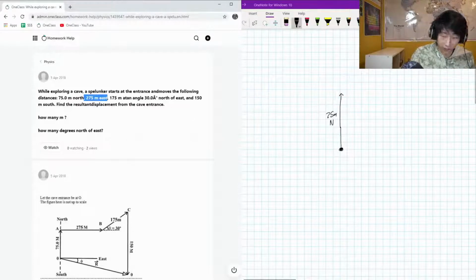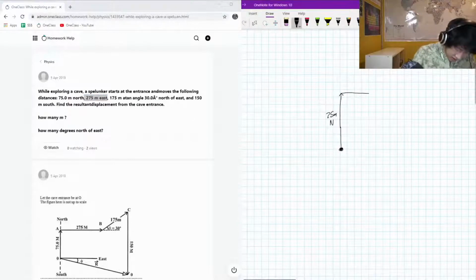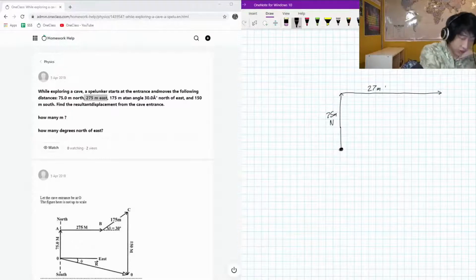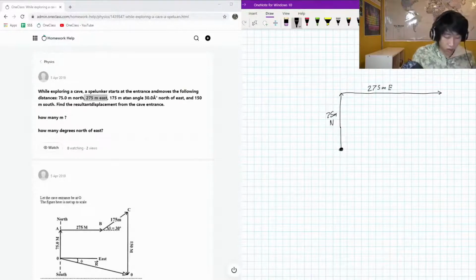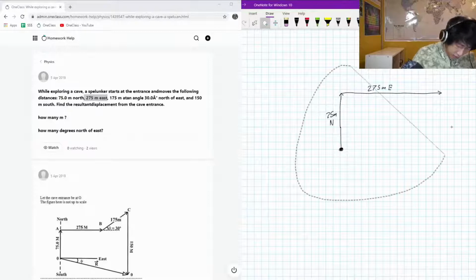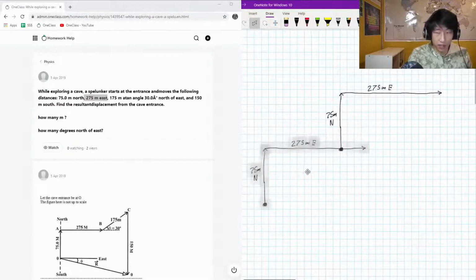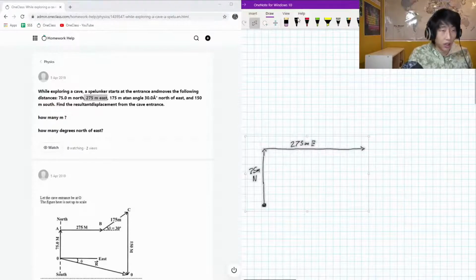Okay, this is going to be very difficult to draw to scale now. 275 meters east. Not 27, 275. Okay, I'm actually going to need to move this whole thing because I didn't realize how much east we were going. Maybe down to here. Okay, cool. Back to action.